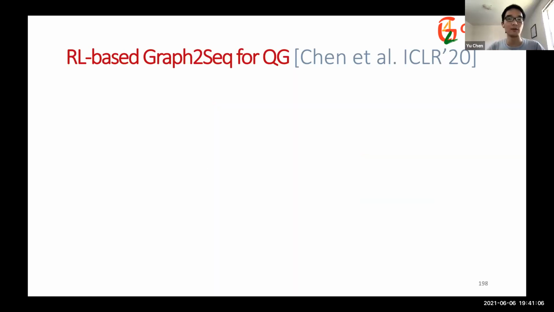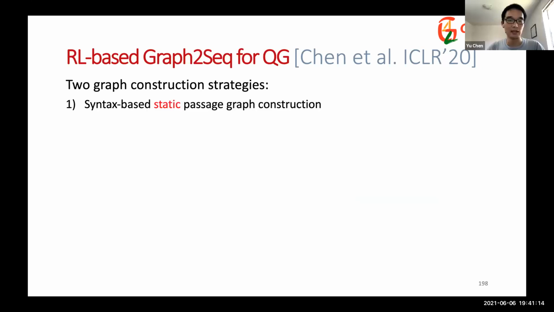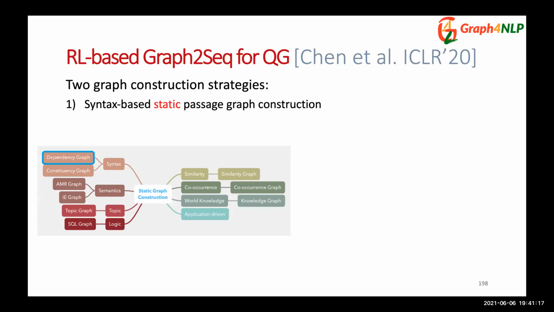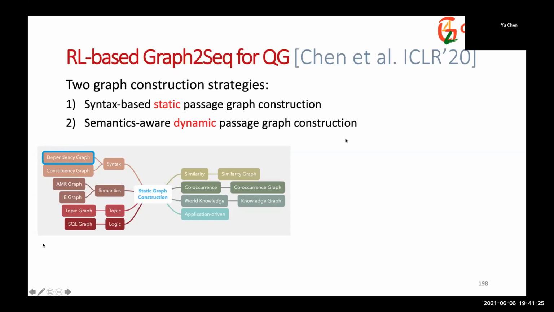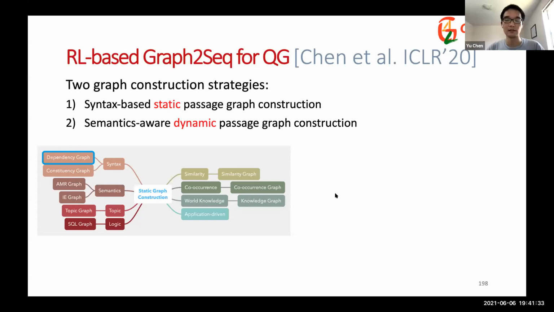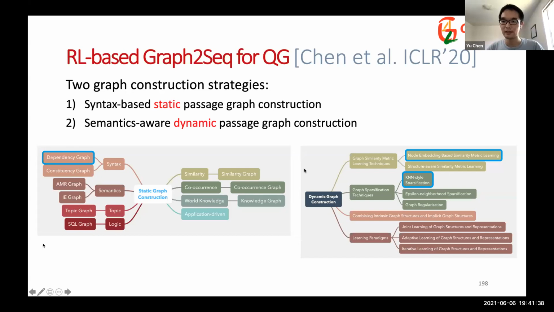So let's talk about the graph construction part. This paper explored two graph construction strategies. Specifically, they leverage the dependency graph for static graph construction, and the other strategy they use is the semantics-aware dynamic passage graph construction. Specifically, they use node-embedding-based similarity metric learning and the KNN-style sparsification to get a sparse graph from the fully connected graph.